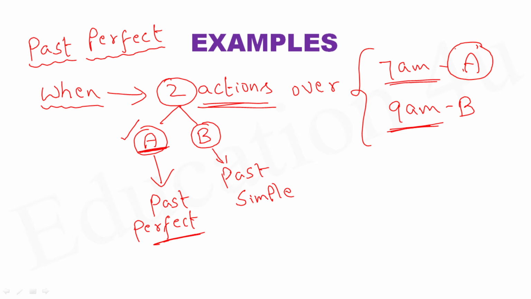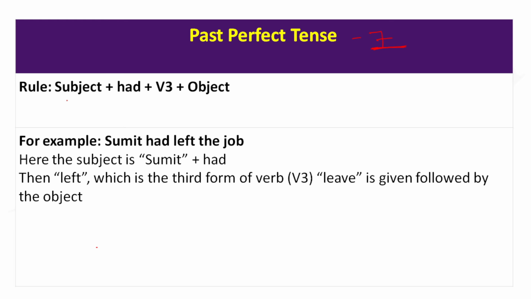Now, when two actions happened in the past, whichever action happened first, for that action, we use this tense called past perfect. So, whichever action happened first, to describe that action, we use past perfect tense. Now, I hope the point is very clear and easy for you to understand. Okay, sir, we have understood when to use past perfect. Now, what is the grammar? Yes, this is a grammar.